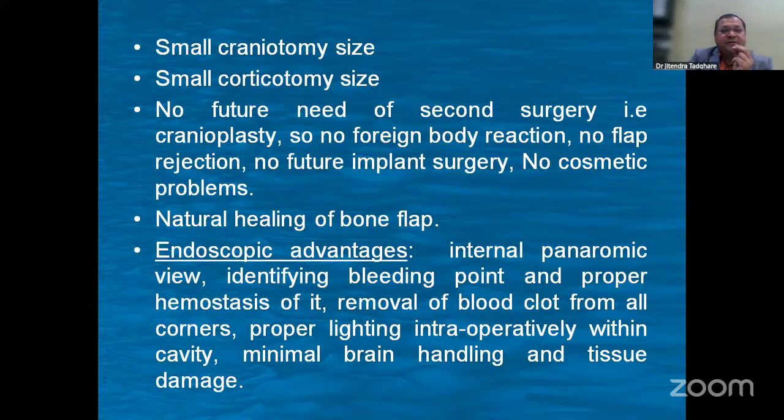So endoscopic advantages are internal panoramic view, identifying the bleeding point and proper hemostasis of it, removal of the blood clot from all the corners, proper lighting intraoperatively within the cavity, minimal brain handling and tissue damage.